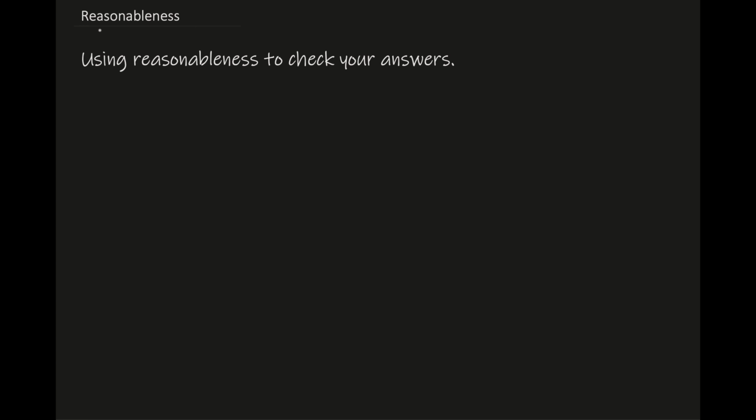Today we're going to be talking about reasonableness. Our objective today will be using reasonableness to check your answers. So underline the important parts, of course. Reasonableness to check your answers.